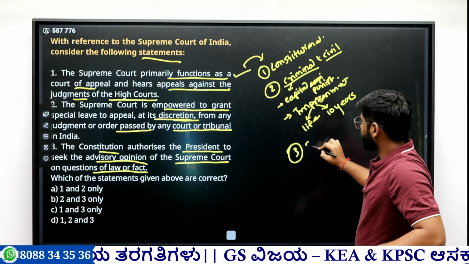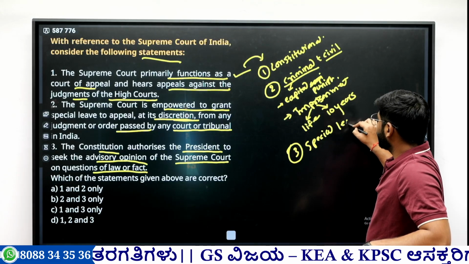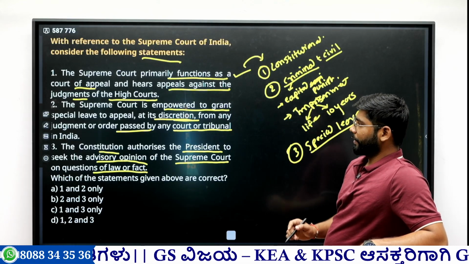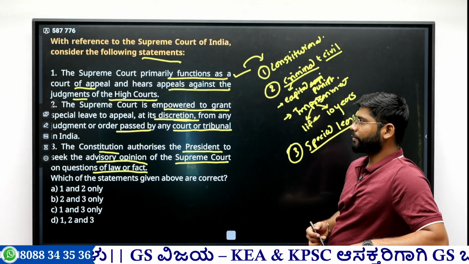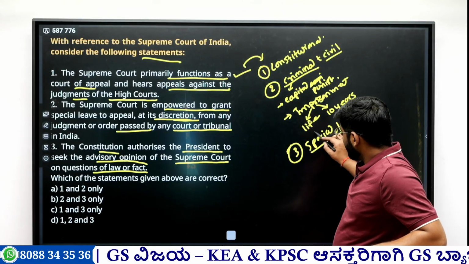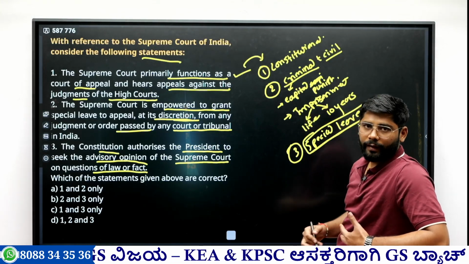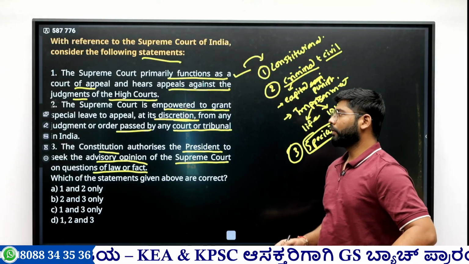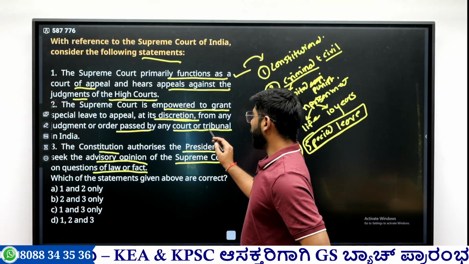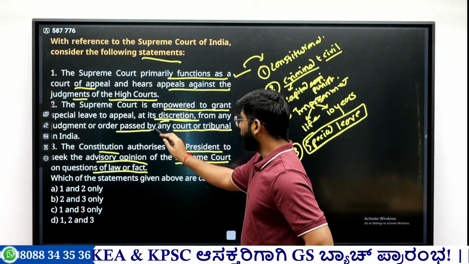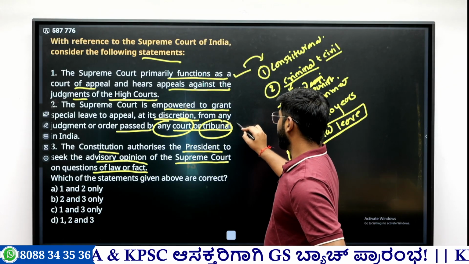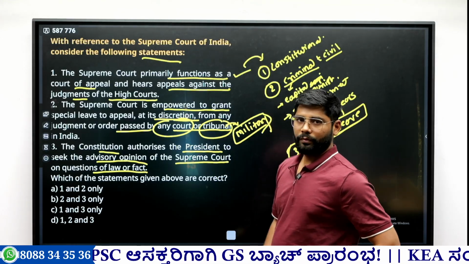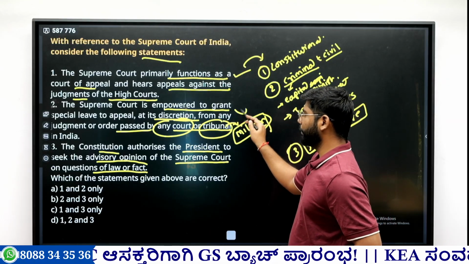Third is the special leave. Now this special leave is a discretionary power. The Supreme Court is empowered to grant special leave in its discretion from the judgment or order passed by any court or tribunal. The Supreme Court suo motu can take any judgment or appeal from the High Court, and it is a discretionary power. It applies against any court but not any tribunal except the military one. When it comes to a military tribunal, that power is not available to the Supreme Court. So this statement becomes wrong.